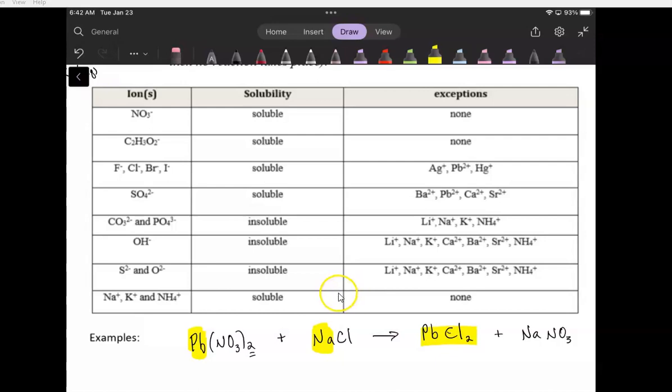Okay? So you might know already that some things dissolve in water and some things don't, right? Like table salt, sodium chloride dissolves in water. So that it would be aqueous if water was present because it would dissolve.